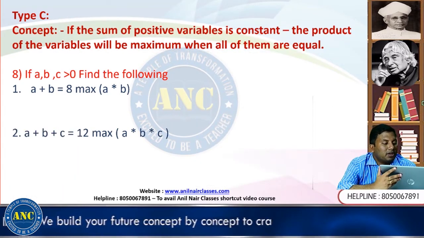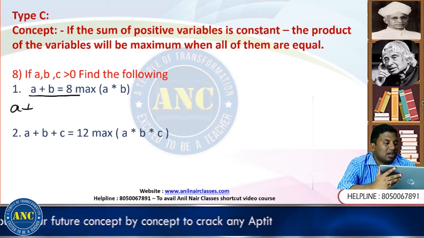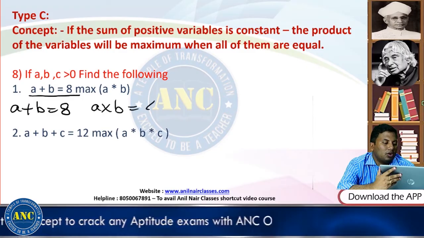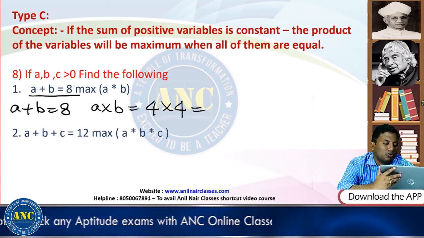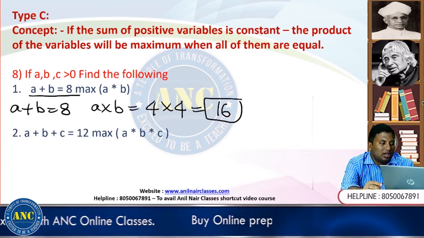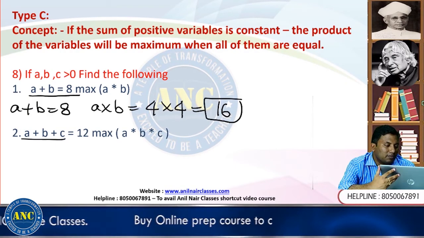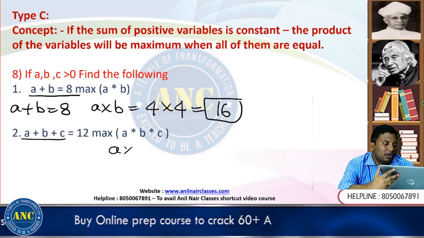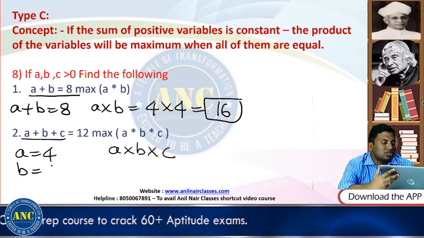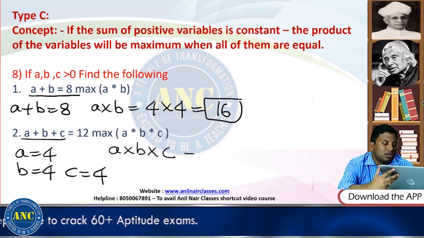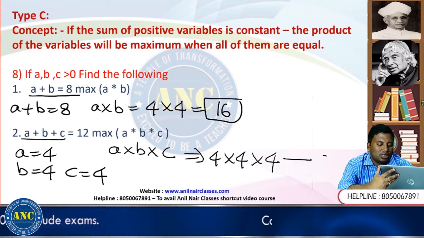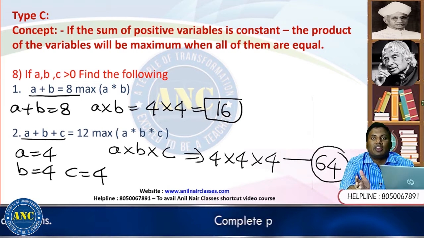Now, if a plus b is equivalent to 8, the sum is constant. If the sum is constant, the product will be maximum only when the variables are equal. So 4 into 4 is 16. Right? First easy question. A is 4, B is 4, C is 4. So the answer for this question is 4 into 4 into 4. 16 4s are 64. Very, very easy question.